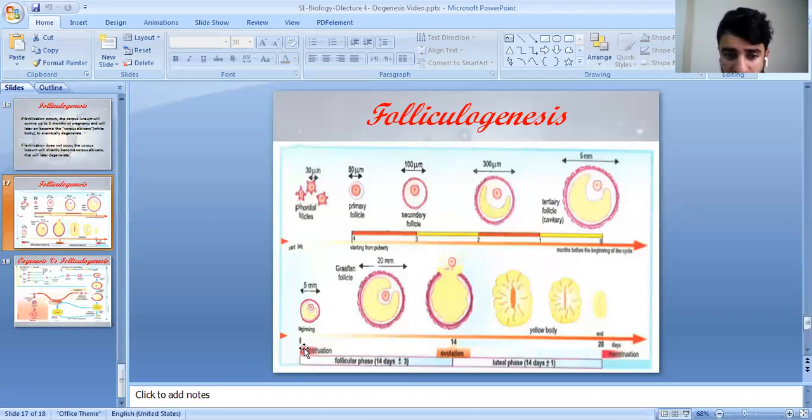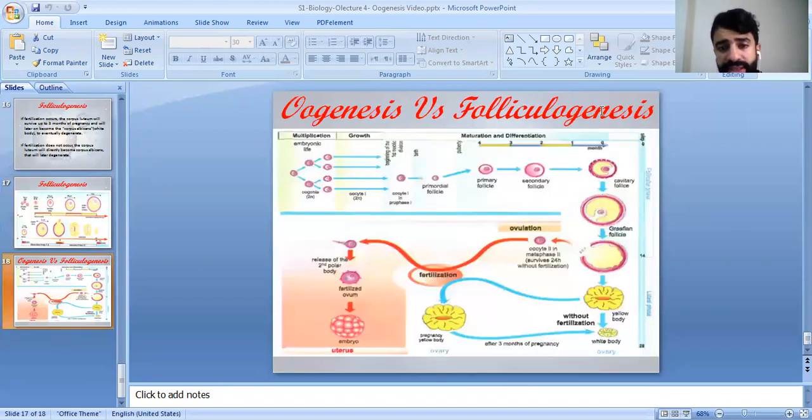So here, menstruation occurs at day 0, and menstruation will occur again after 28 to 30 days approximately. So the follicular phase is about 14 days plus or minus 3. It ranges according to the female, according to the hormone level, and ovulation at day 14. The luteal phase is 14 days plus or minus 1 according to the hormonal changes. Okay? And this is oogenesis versus follicular genesis.